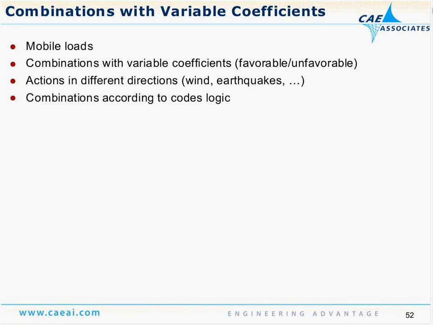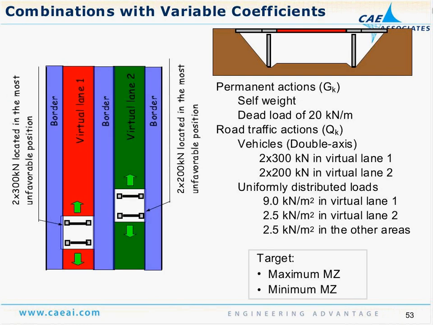Combinations are general. They can be combinations with mobile loads, combinations with variable coefficients. They can be combinations with different directions for wind and seismic, combinations according to particular code specifications. And so we can have variable coefficients where we have a constant coefficient for the dead weight, we have variable coefficients for traffic, we can have uniformly distributed or non-uniformly distributed loads.